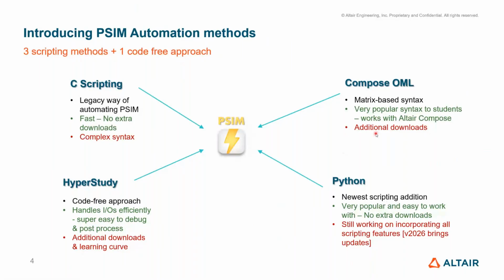With the way the Altair licensing works, you don't really need to pay anything extra. This is included in the package because Altair doesn't sell licenses like the license of PSIM, for example. You have the Altair units, which is basically tokens. And if you have enough tokens to use PSIM, then you can already use Compose, for example. So you can directly go and download it.